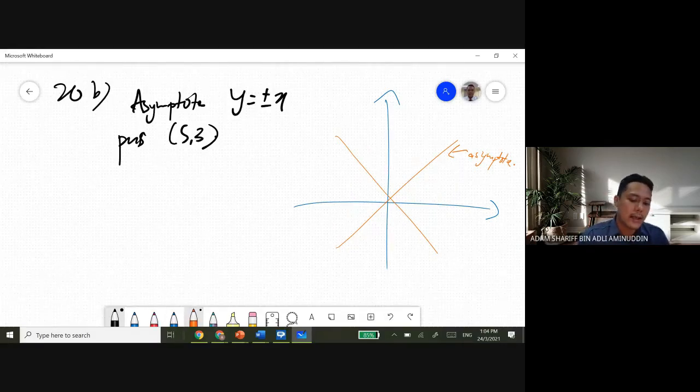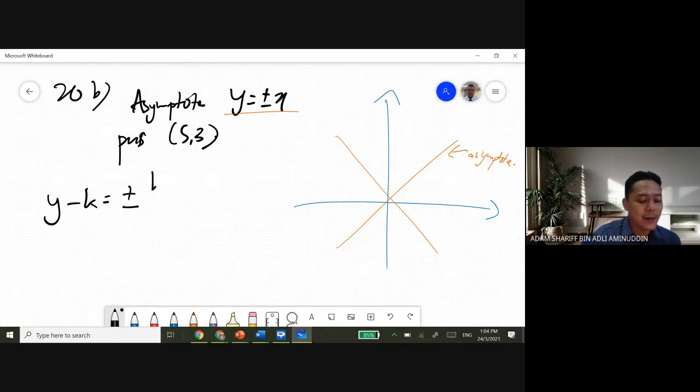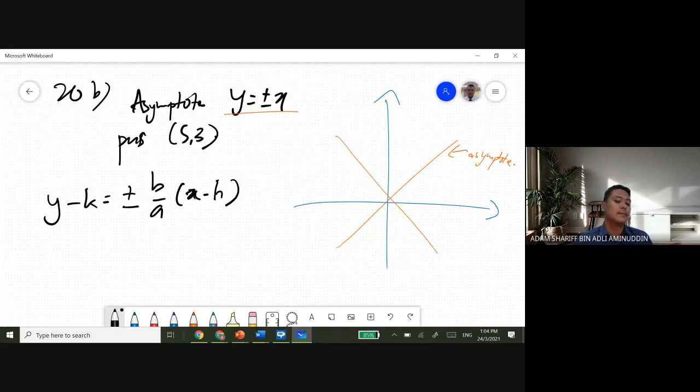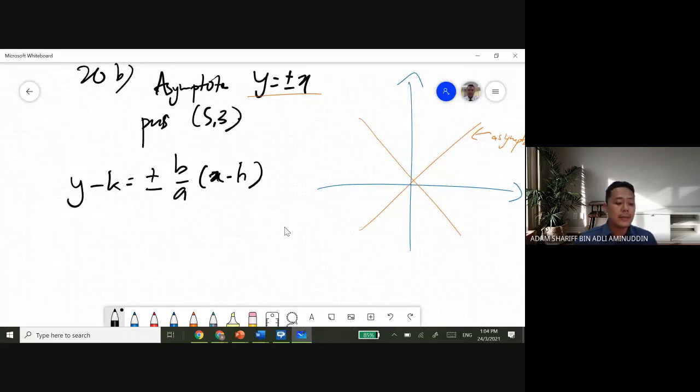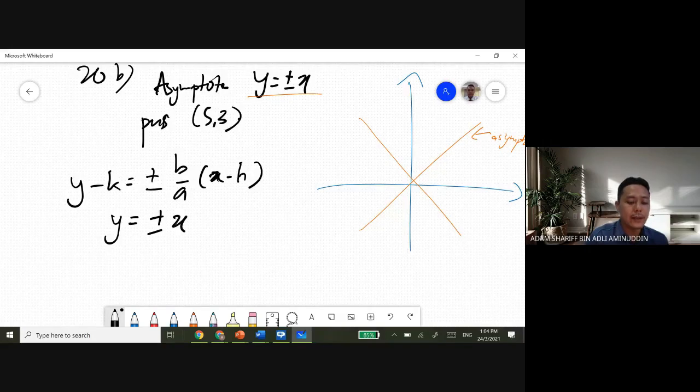So, at that time, you already know the asymptote. Why not we compare with the formula of the asymptote? y minus k equals plus minus b over a, x minus h. Right. Let's compare with the information given.